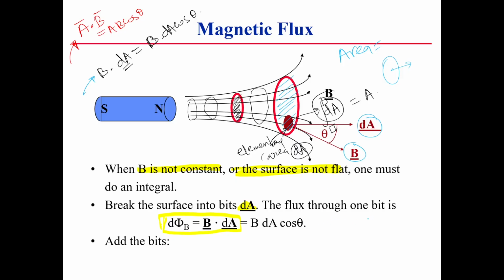And the flux through one bit is this thing. We have just provided the value B dA cos theta. See, B dot dA, there were two vectors, B and dA. Now you put the values of B and dA and cos theta, so you get this equation. The dot product of two vectors gives you this. So at the end of the day, you get B dA cos theta.